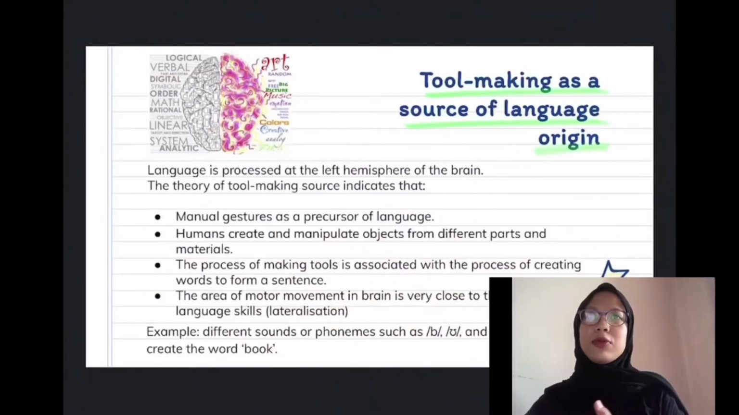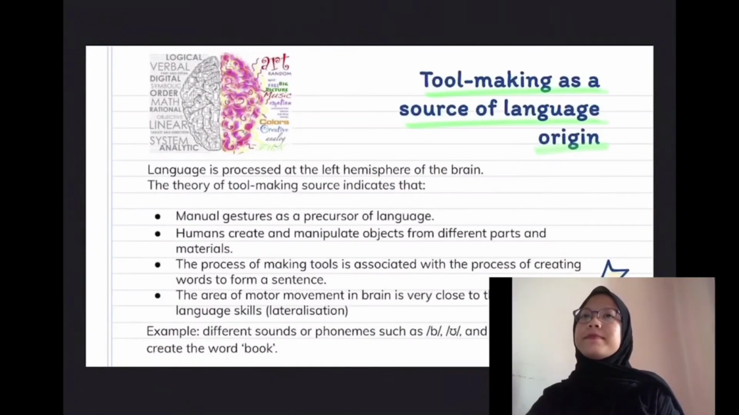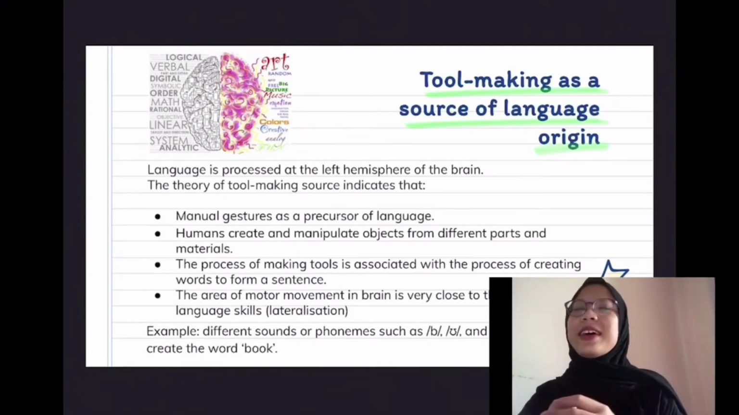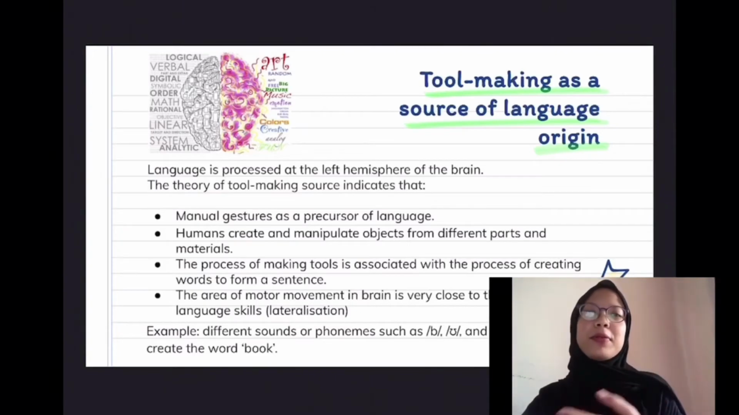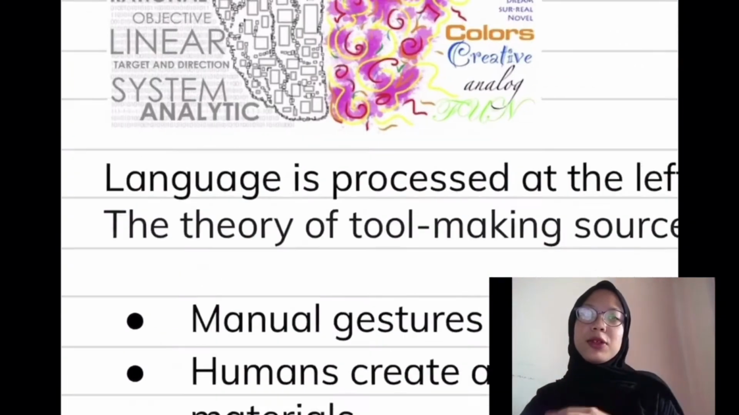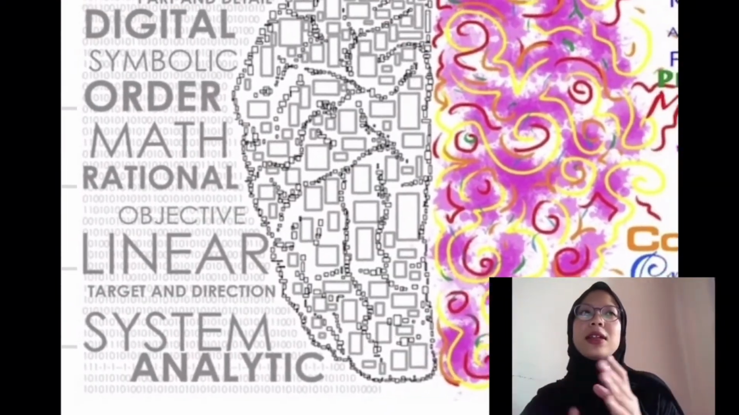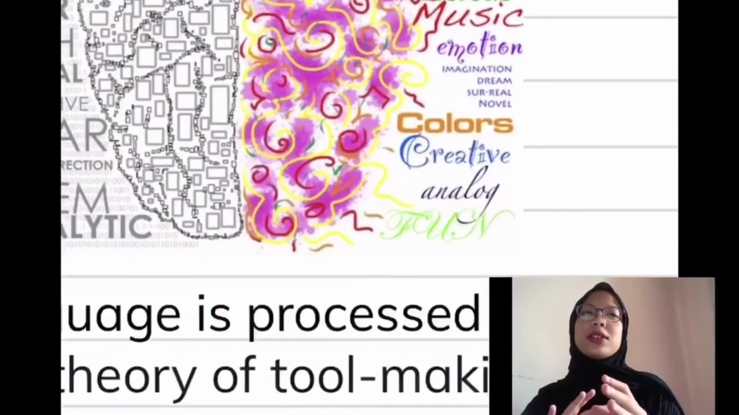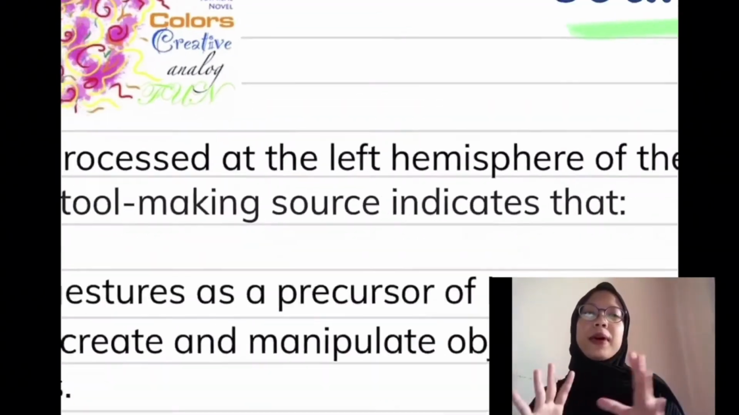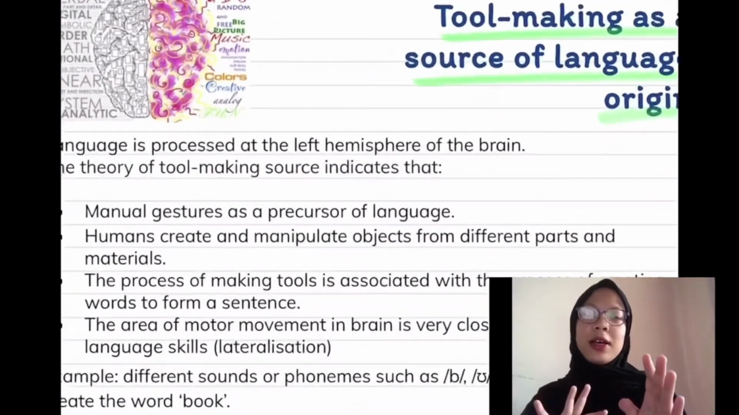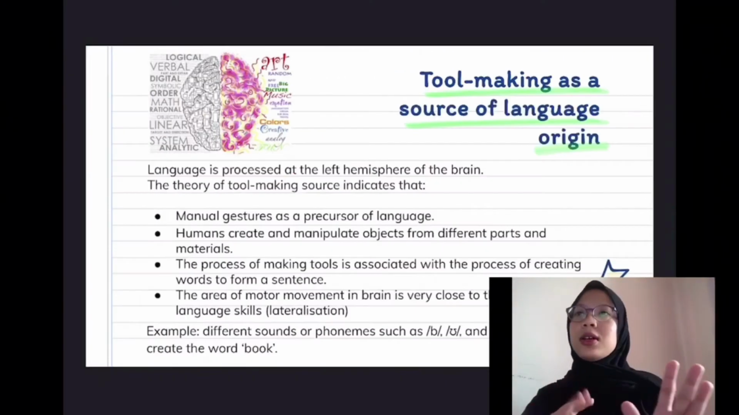The topic is the tool making source of language. So let me give a brief explanation of what tool making is about. As we know in biology, the human brain, the cerebrum, is divided into two parts, the left and the right hemisphere. Language is processed in the left hemisphere because it is more verbal. It functions as analytical and orderly compared to the right hemisphere of the brain, which is more focused on creativity and music and artistic stuff.